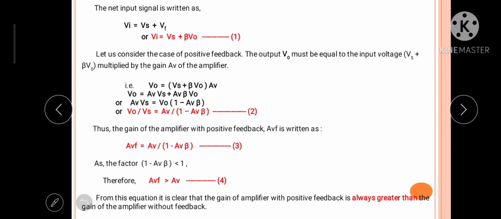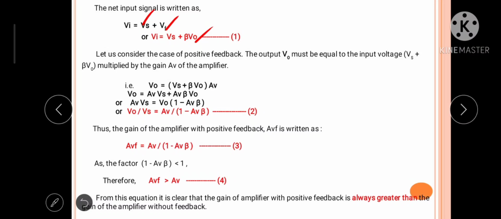The net input signal to this amplifier is written as Vi equals Vs plus Vf. Here Vs is signal voltage and Vf is feedback voltage. So the same we can say, Vi equals Vs plus beta Vo. This beta Vo is nothing but the feedback voltage. Take this as equation 1.